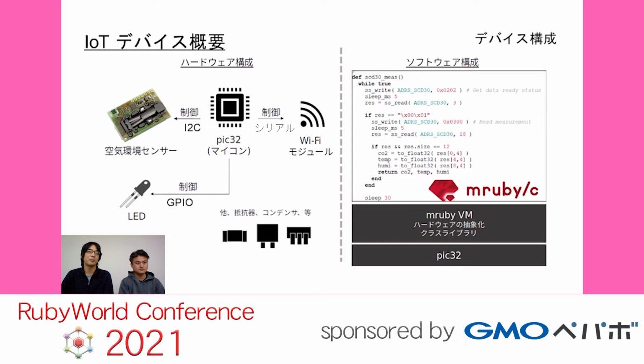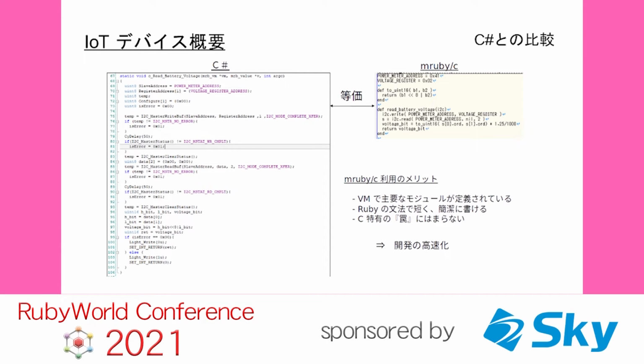The software is on the right-hand side. On top is a virtual machine, then hardware abstraction and the functions are mounted, and mruby/c is mounted on top of that. This is the target of the development this time, and with mruby/c, we were able to achieve higher efficiency. Here is the C code and mruby/c code compared directly to WaKaYo. We didn't develop this code for this purpose, but the semantics are the same. You see, this is more efficient.